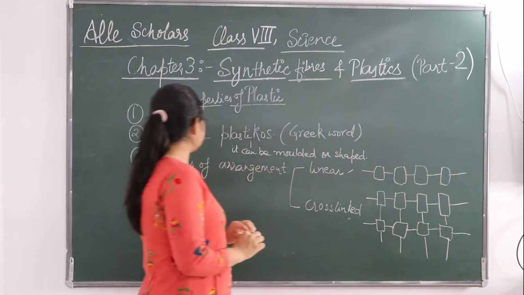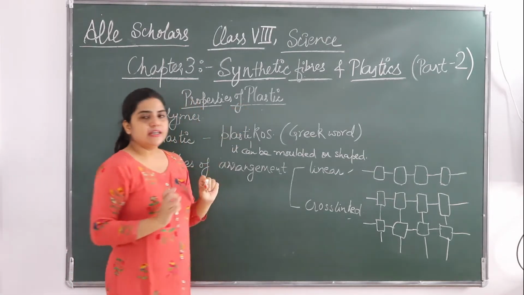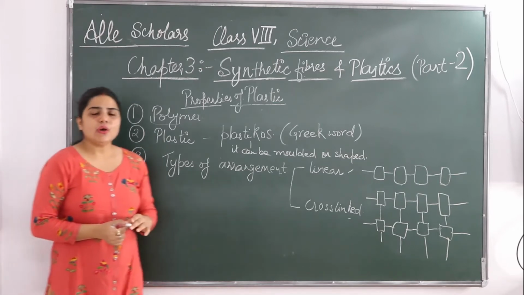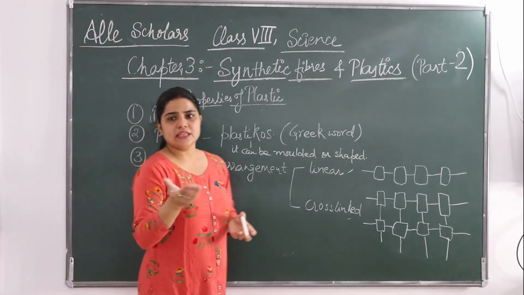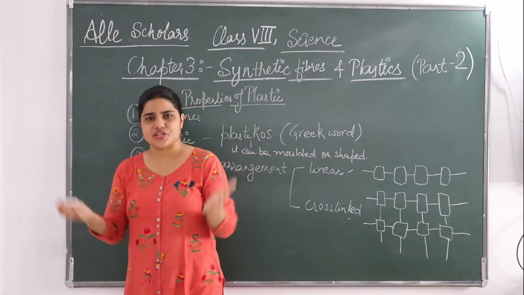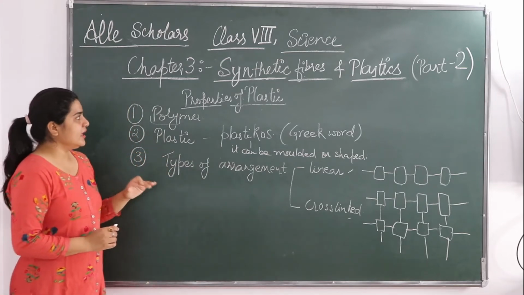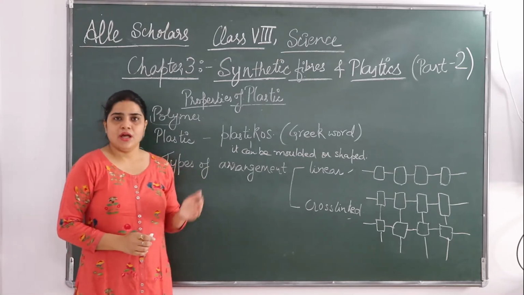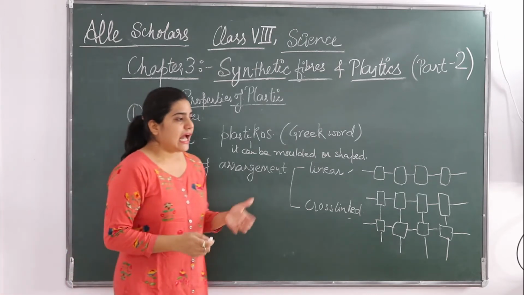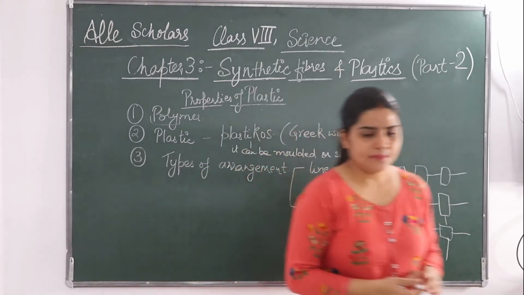Now the question is, are these plastics available in all possible shapes and sizes? You must have seen that plastics are available in all these shapes and sizes. Different shapes are there, different sizes are there. Have you ever wondered how this is possible? How these plastics can have different shapes and different sizes?